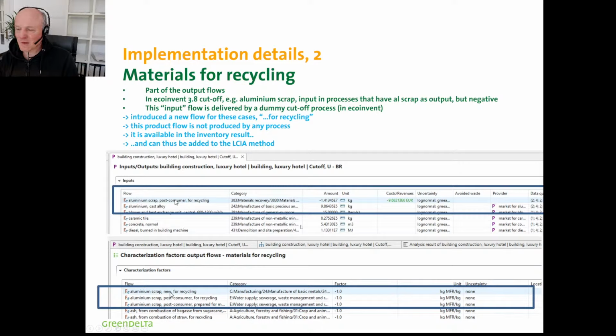We don't have a provider here, and no process is producing it at all. Then we have in the impact assessment method just aluminum scrap post-consumer for recycling with -1, and that means minus times minus is plus. Therefore, this whole amount that is contributing to a system is then shown in the calculation result.